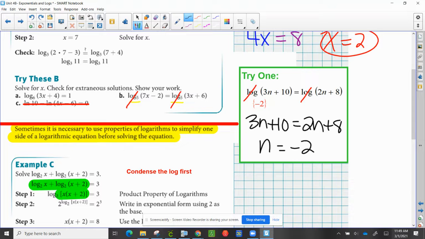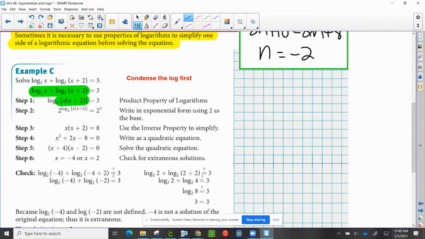Okay. All right, one last example that we have to look at is when we need to use log properties. Sometimes it's necessary to use properties of logarithms to simplify one side of the equation before solving. So you see how this problem has 2 logs on the left side? What we're going to do is condense the log first using those log properties. Now addition turns to multiplication. So you see they multiplied that, x times x plus 2. And then they use exponentials to rewrite the formula. And then they can solve for x.